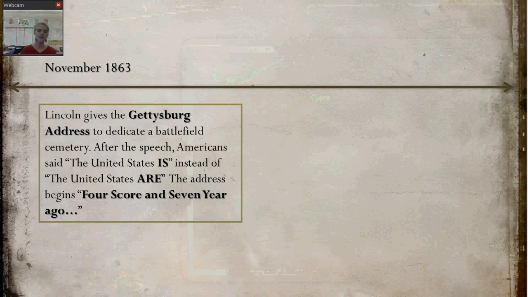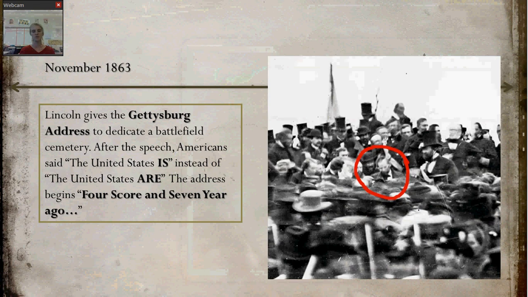And in fact, the speech was over so quickly that photographers were not able to capture a photograph of Lincoln giving the speech. This is the only photograph of Lincoln leaving the stage at the end of his speech of the Gettysburg Address. We don't have a photograph of Lincoln actually giving the speech.